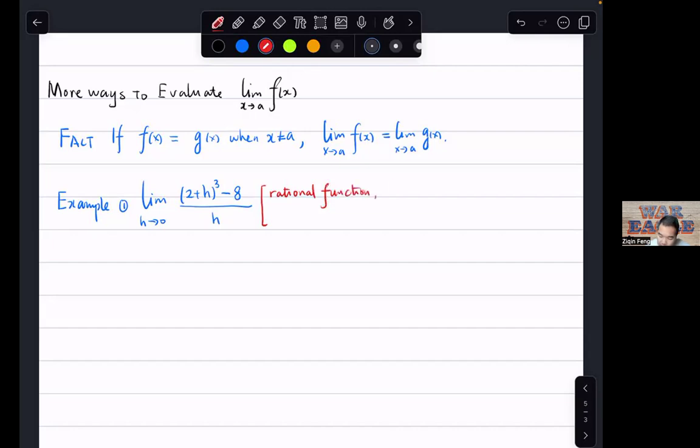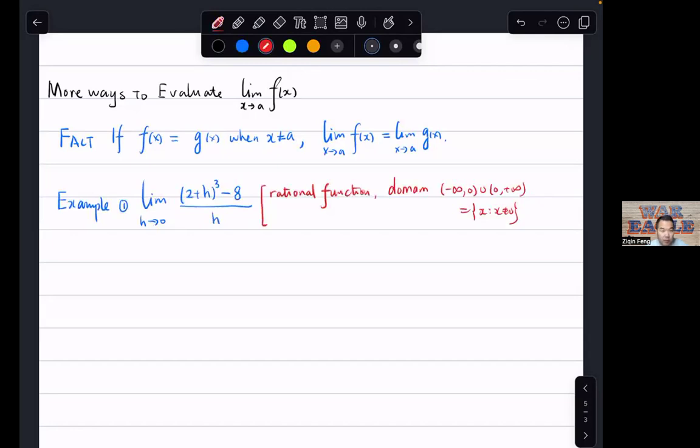The domain of this function is clear: everything but 0, because the denominator is h. So the domain is negative infinity to 0, union 0 to positive infinity, or you can write all x, but x cannot be 0. Which means our first method fails. You cannot plug in 0, because the function is undefined there.